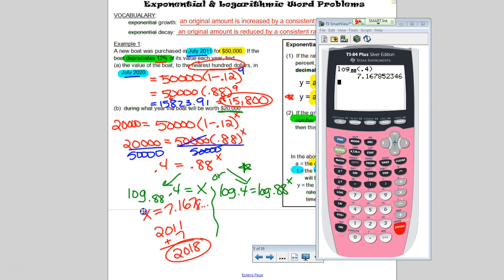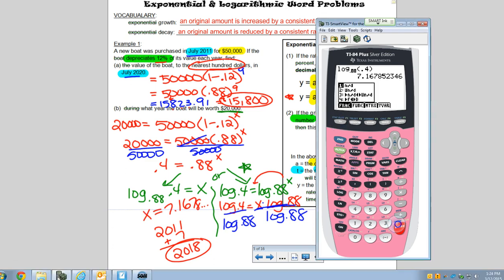Now, just to show you the other method, if you take the log of both sides, you have to bring the power in front using our power rule. And then in order to get the X alone, these two are being multiplied, so I need to divide by the log of 0.88. And you will also see that this will work out the same. And it's the same number.